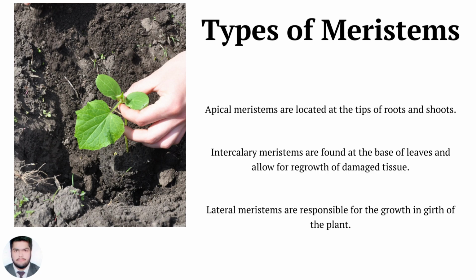Types of meristems. Apical meristems are located at the tips of roots and shoots. Intercalary meristems are found at the base of leaves and allow for regrowth of damaged tissue. Lateral meristems are responsible for the growth in girth of the plant.